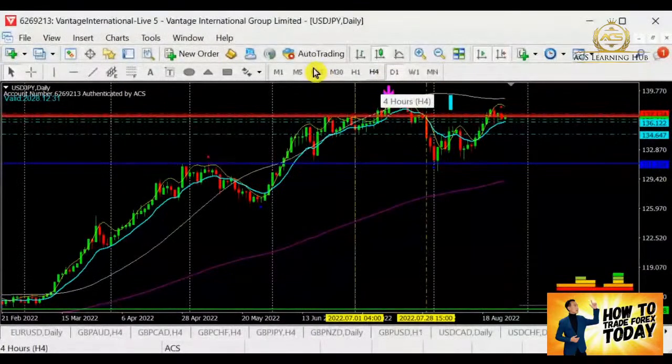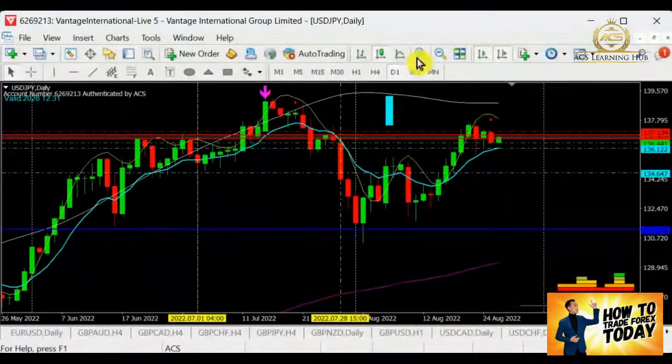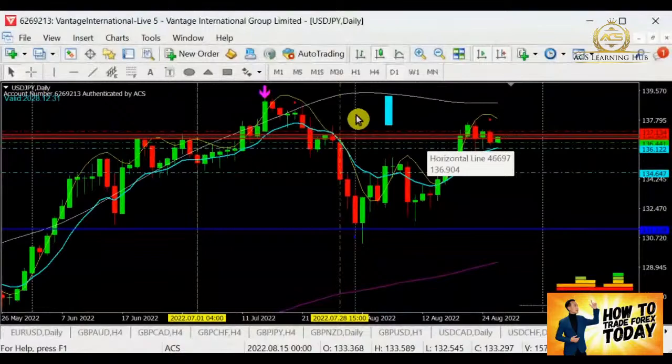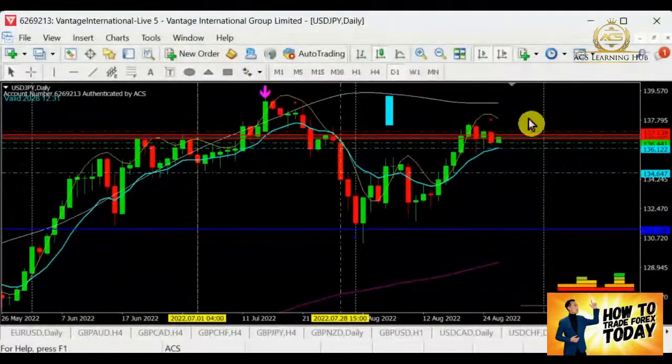So dollar yen over here, tentatively we are escalating up. Will it still continue to go for a buy? It may be. It looks like the dollar yen is preparing for next week.